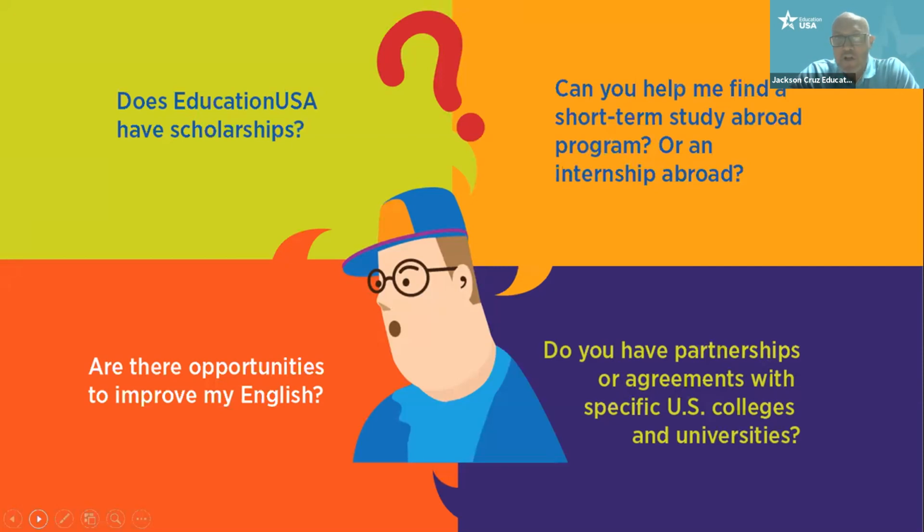Do we have any partnerships or agreements with specific colleges and universities? The answer is no. We represent the 4,700 universities that are accredited in the United States. So we are completely unbiased and we represent all of them.